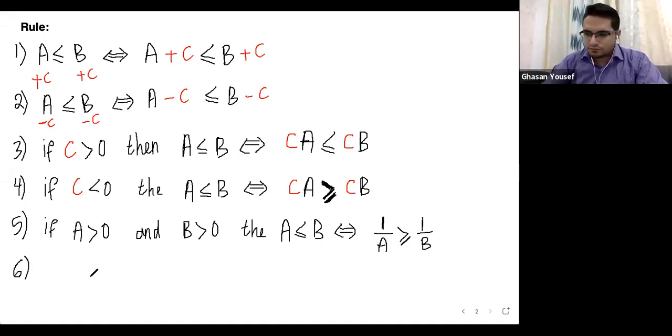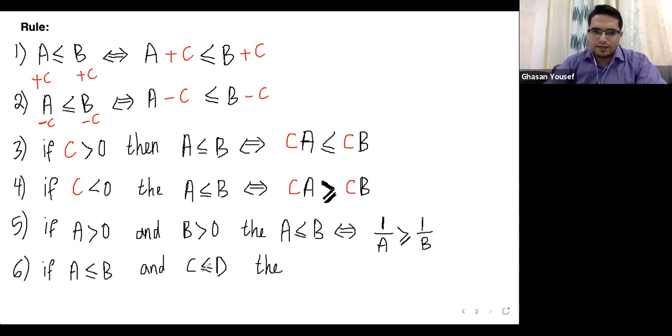Now, number 6 is for adding inequalities. If I have, for example, the inequality A less than or equal to B, and I have another inequality C less than or equal to D, and I want to add both inequalities, I'm going to get A plus C less than or equal to B plus D. This is adding inequalities.